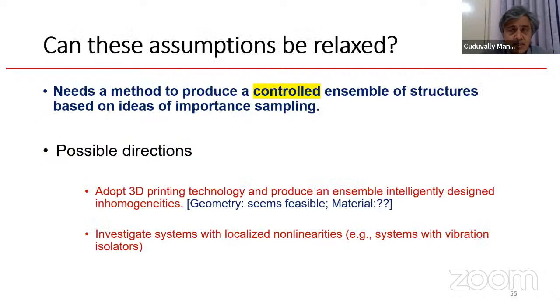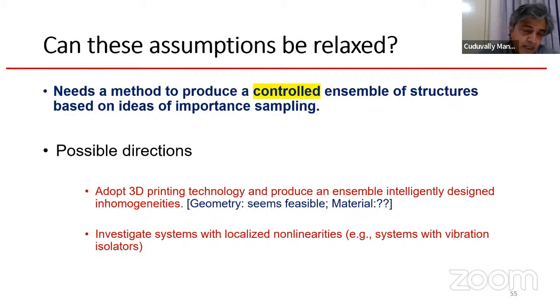Now, the question is, all the assumptions that we have made, can we relax them? I mean, it's a nice thing to ponder over. So if you want to test, for example, systems with parameter uncertainties, then you need to produce an ensemble of structures. So the question is, can we again use importance sampling for that? Instead of testing 500 samples, can we test only 25 or 30, where those 25 or 30 are produced through an intelligent importance sampling strategy?